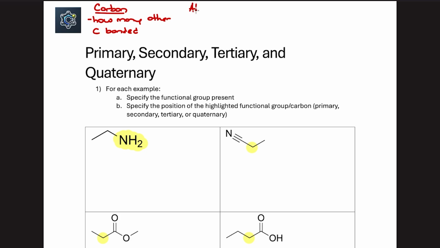Now, for alcohols, as well as halides, so alkyl halides, but we'll just shorten it to halides, we're really looking at how many other carbons the bearing carbon is bonded to, similar to the first rule for carbons. Bearing meaning the carbon that actually holds the hydroxyl or holds the halogen. How many other carbons is that carbon connected to?